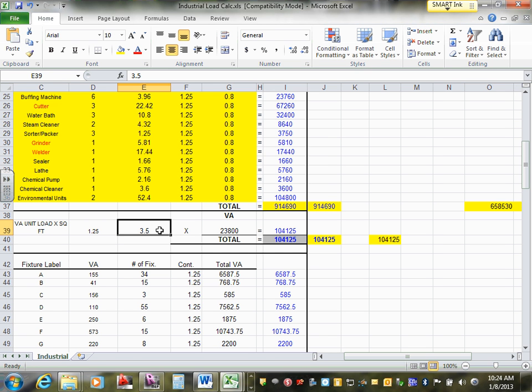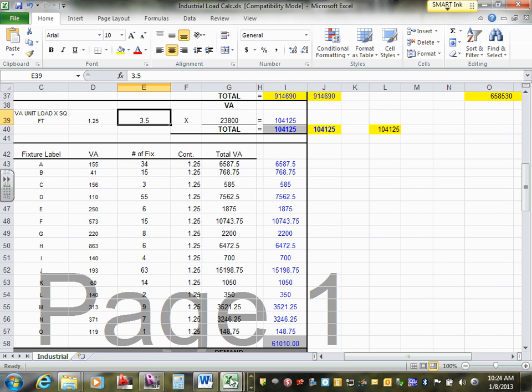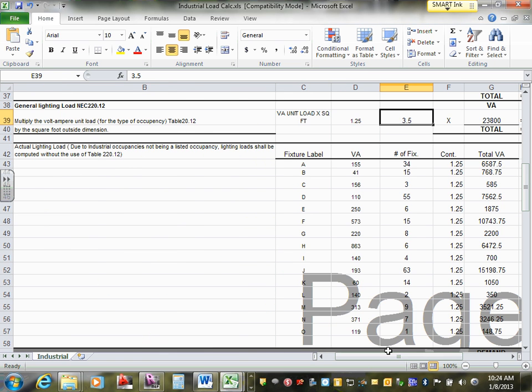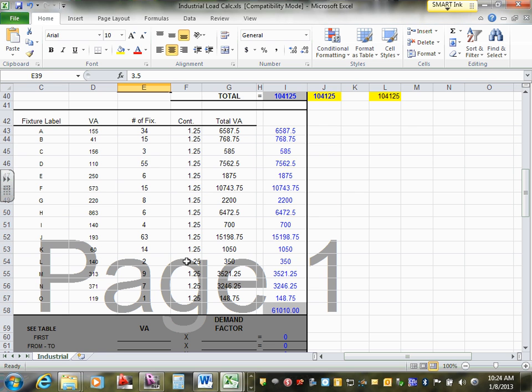I'm using 3.5 from the code, multiplied by the square footage of the upper and lower floor. Can you guys see that? That's almost 24,000. And why is it 1.25 again? Continuous load. Then I have all my fixtures. Can you guys see all the fixtures? I want you to type them as is. You guys have not done your fixtures yet. When you design your fixture, this is where the volt-amps will come from. Fixture A, 155 volt-amps, 34 of them, multiplied by 1.25, gets you this, and you keep adding them.